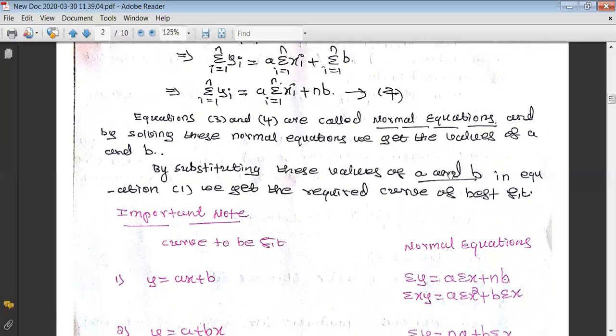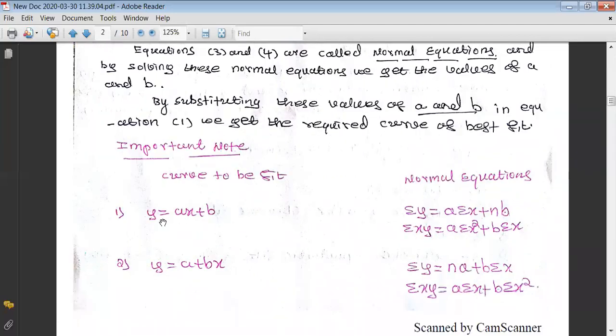And here let us list out the important part of curve fitting, that is, the normal equations. Suppose our equation is y equals ax plus b. The normal equations are summation y equals a into summation x plus n into b. Another one is summation xy equals a into summation x square plus b into summation x.